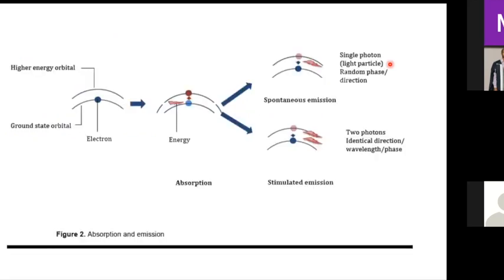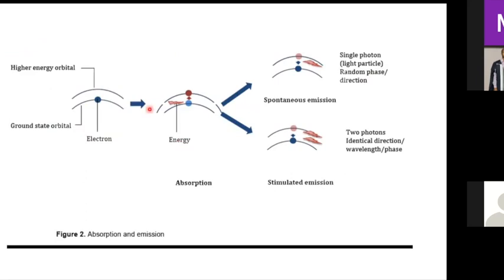Just to emphasize what I've already mentioned: there's spontaneous and stimulated emission, and then there's population inversion, from what we've discussed. So an electron will be in the resting state, which is the ground state, the low energy state. And then there'll be a source of energy.